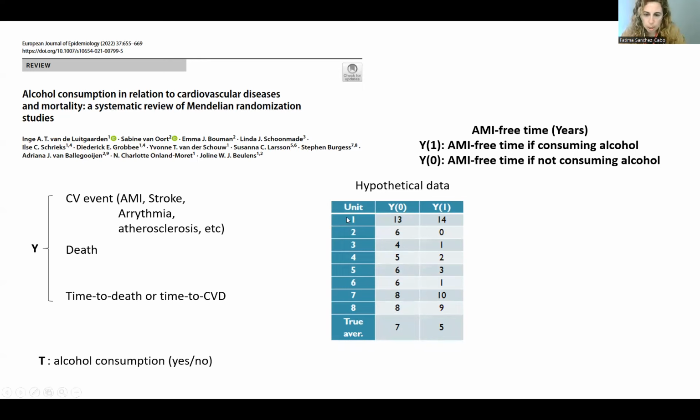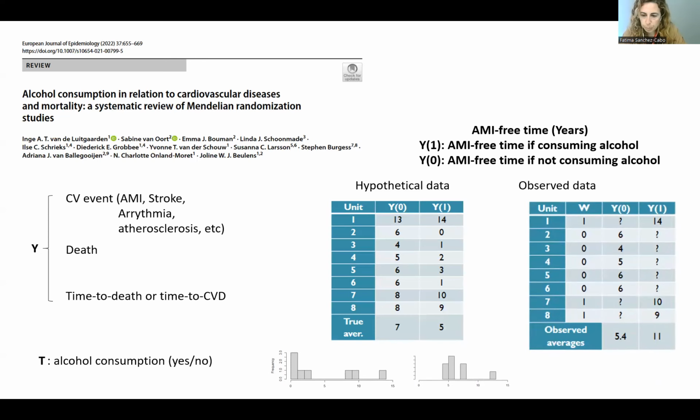We have some individuals. One individual can be observed both if it was taking and not taking alcohol, or the other way around. We could measure the time free of cardiovascular event, with myocardial infarction in this case. For each of the units, we have the two values, and we can calculate the true average of the two random variables that, as you can see, are certainly quite different.